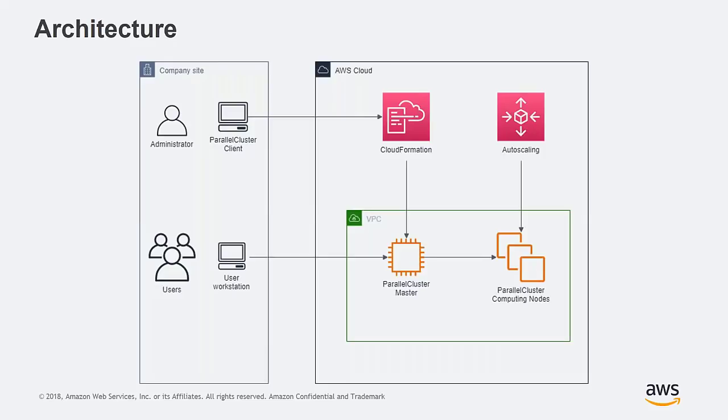What ParallelCluster will do behind the scenes is continuously check the user requests, and this will trigger an autoscaling group. And the autoscaling group will start the computing nodes for you based on the needs of the users. So if your user needs to run a job on 10 computing nodes, the autoscaling group will start 10 nodes, 10 EC2 instances, will execute the job, and when the job is done, will also terminate the instances automatically.